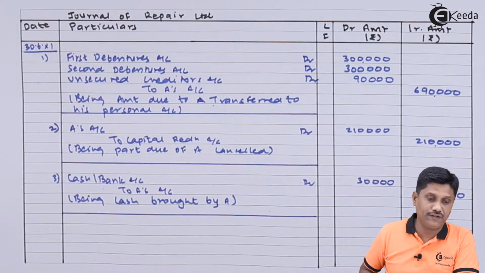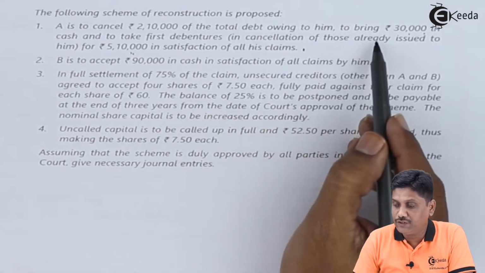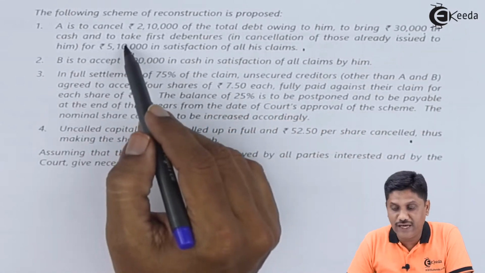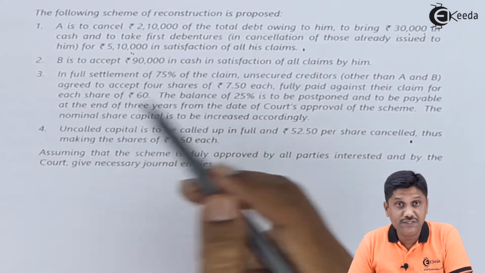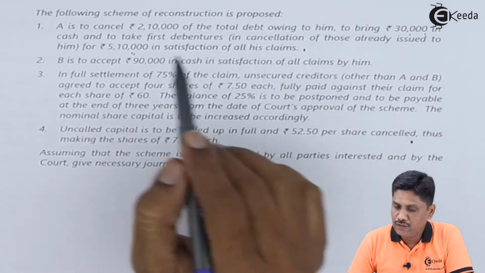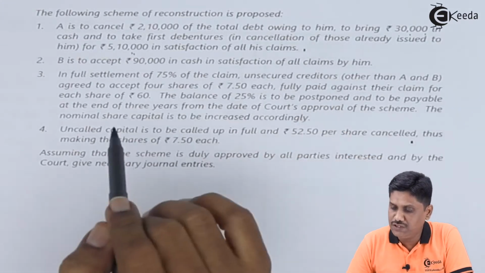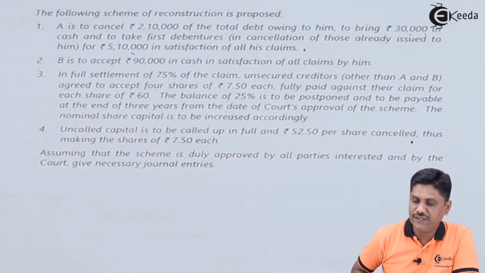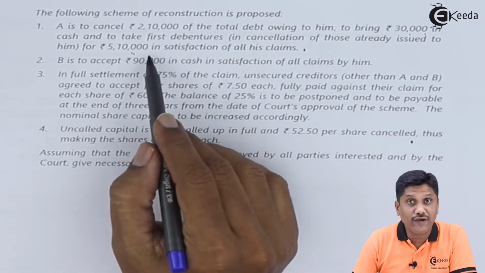Now what are they saying further? A is to cancel 2,10,000 of total debt owing to him and to bring 30,000 in cash and to take first debenture. Now he is taking first debenture in cancellation of those already issued to him for rupees 5,10,000 in satisfaction of all his claims. So he is taking new debenture. They are first debenture, amount is 5,10,000.